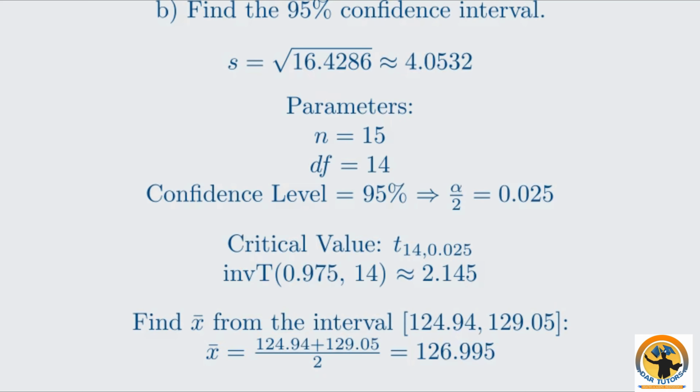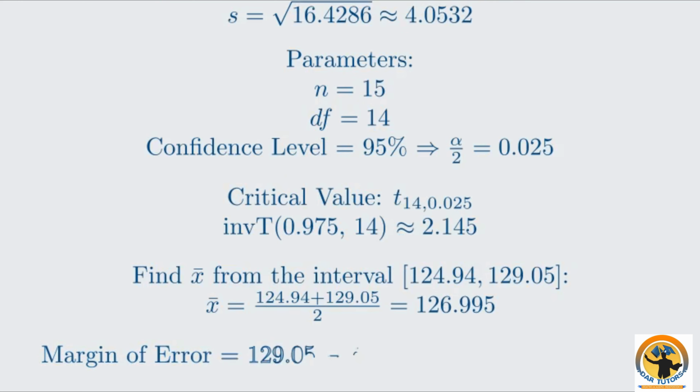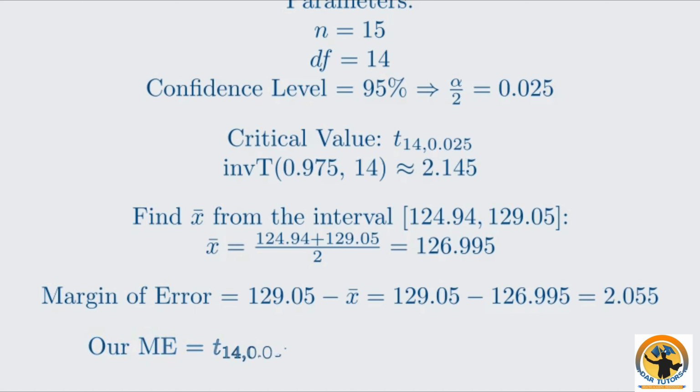The margin of error for this interval is the distance from the center to one of the bounds. Margin of error equals 129.05 minus 126.995, which is 2.055. We can now check if our calculated margin of error matches the one from the provided 95% interval using our critical t-value of 2.145. Our calculated margin of error is 2.145 times 4.0532 divided by the square root of 15, which is approximately 2.25. Notice our calculated margin of error is 2.25, while the one derived from the interval, 124.94, 129.05, is 2.055. This discrepancy likely comes from rounding.